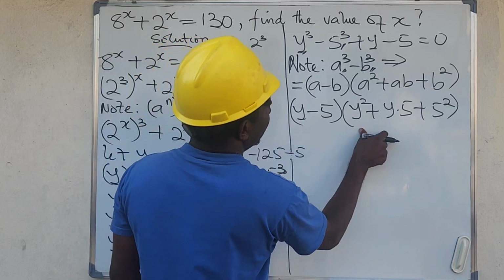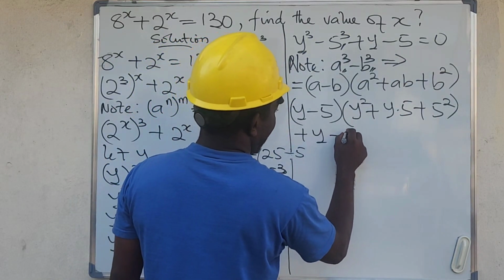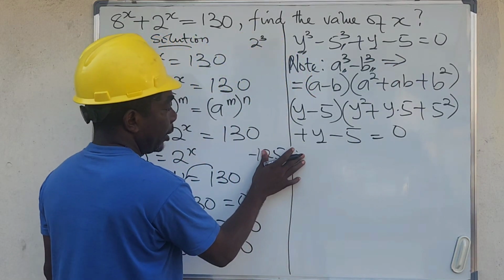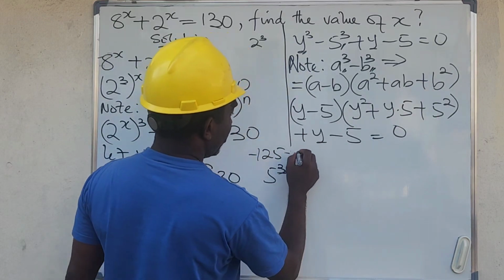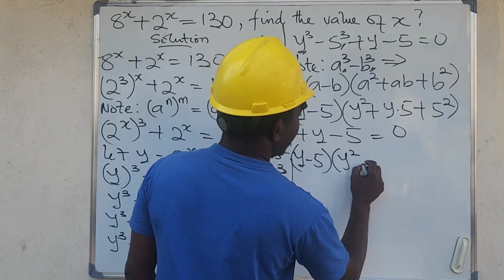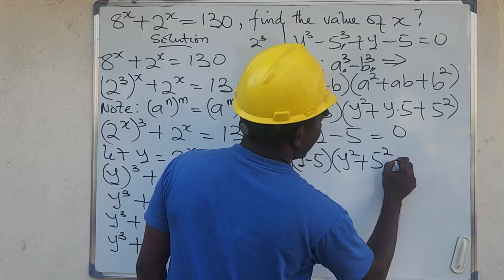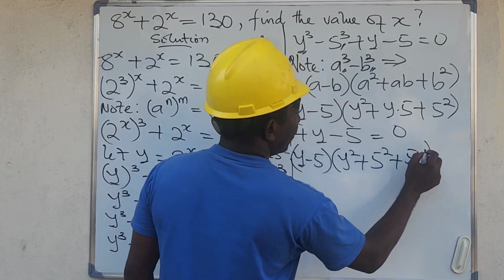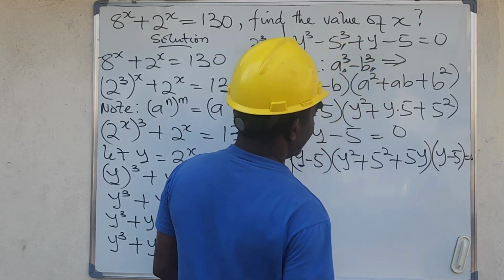So this is what it becomes, plus y minus 5. We bring down this one, equals 0. So we are going to rearrange this. That will become y minus 5 into y squared plus 5 squared plus 5y. Then we have here y minus 5 equals 0.